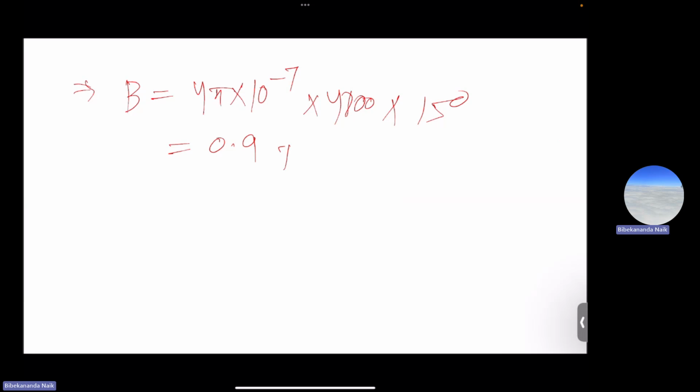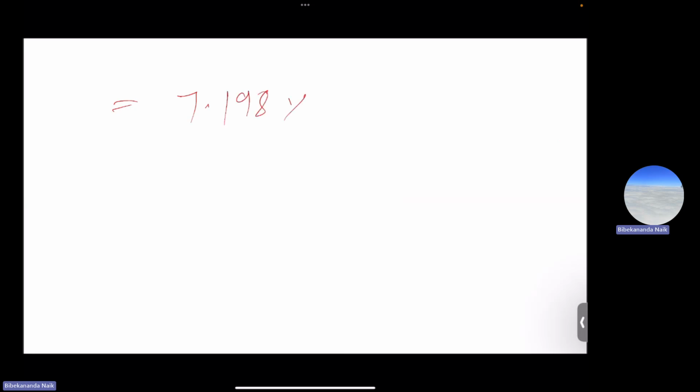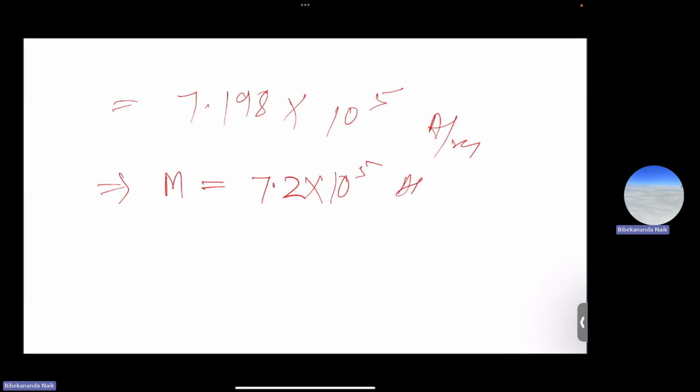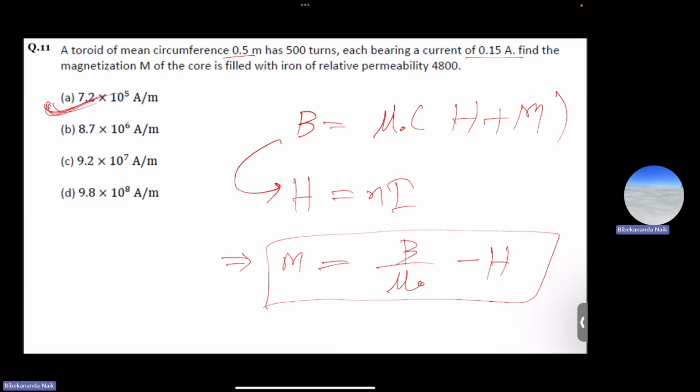So since we have the values of B and H, we can find the magnetization vector M as B by mu 0 minus H. It will be 4 pi into 10 to the power minus 7 into 4800 into 150 divided by 4 pi into 10 to the power minus 7, minus 150. It will be 7.198 into 10 to the power 5 ampere per meter. So M is 7.2 into 10 to the power 5 ampere per meter. The correct option is option A again.